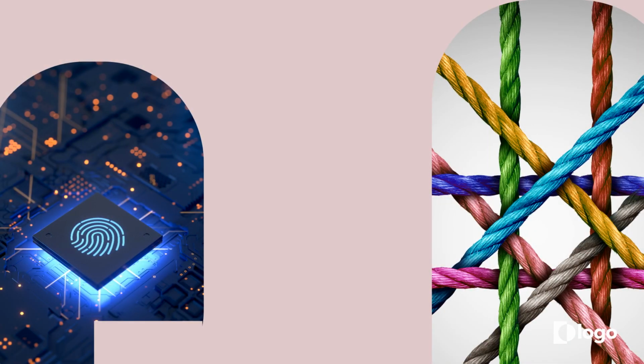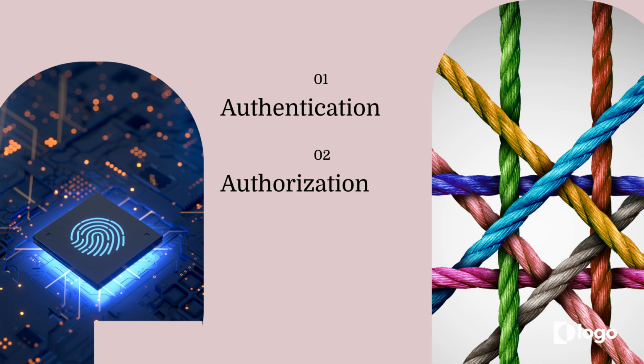Key components of identity security. Authentication verifies if users are who they say they are. Authorization determines what they can access. Privileged Access Management, PAM, secures high-level admin accounts.